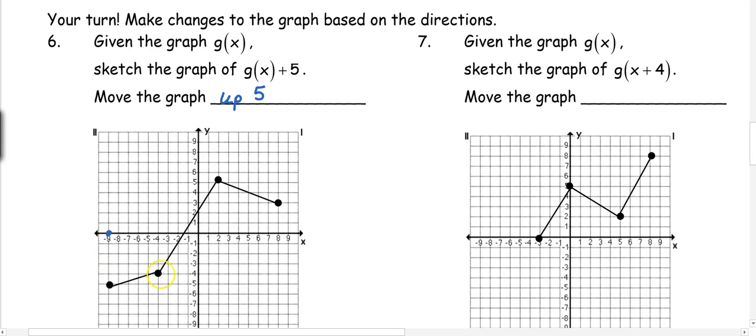Place my new dot. I'm going to do that from every point, going up 5 from each point, and then I can connect my points to make my new function.